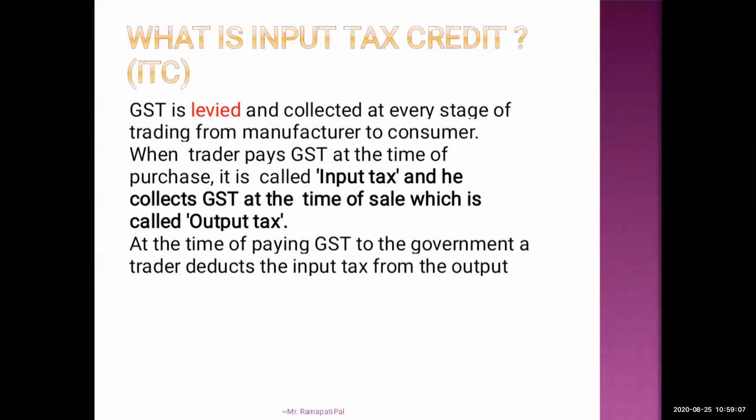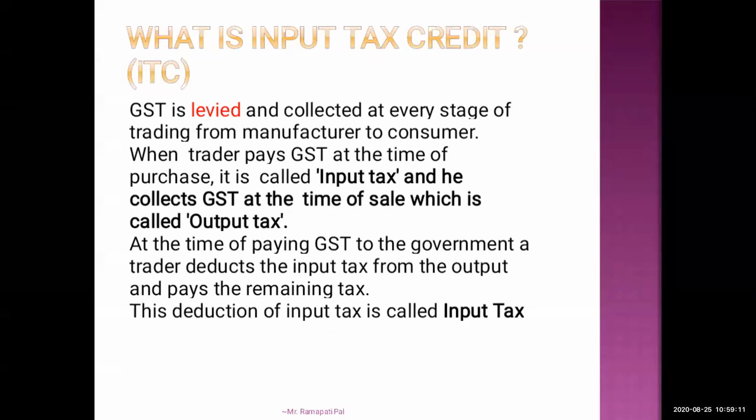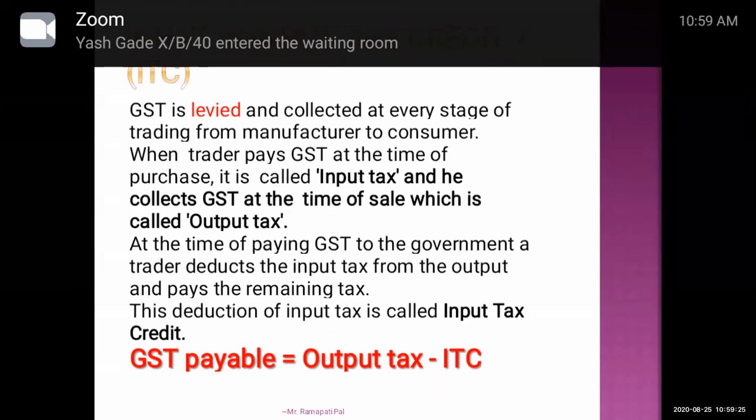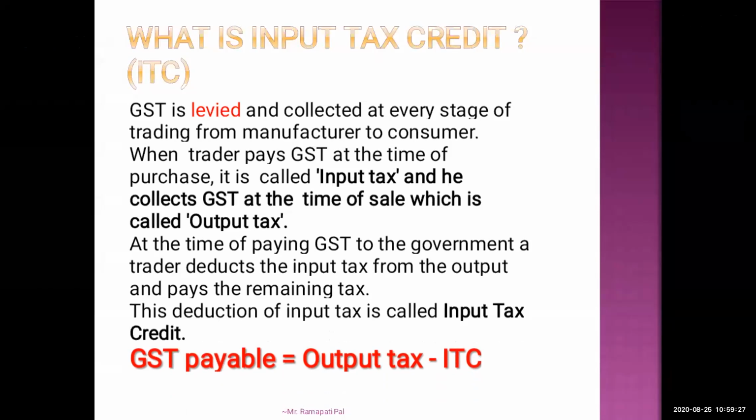Okay. And pay the remaining tax. This deduction of input tax is called input tax credit, or input credit. GST payable is output tax minus ITC, means input tax. Okay, GST is equal to output tax minus input tax.